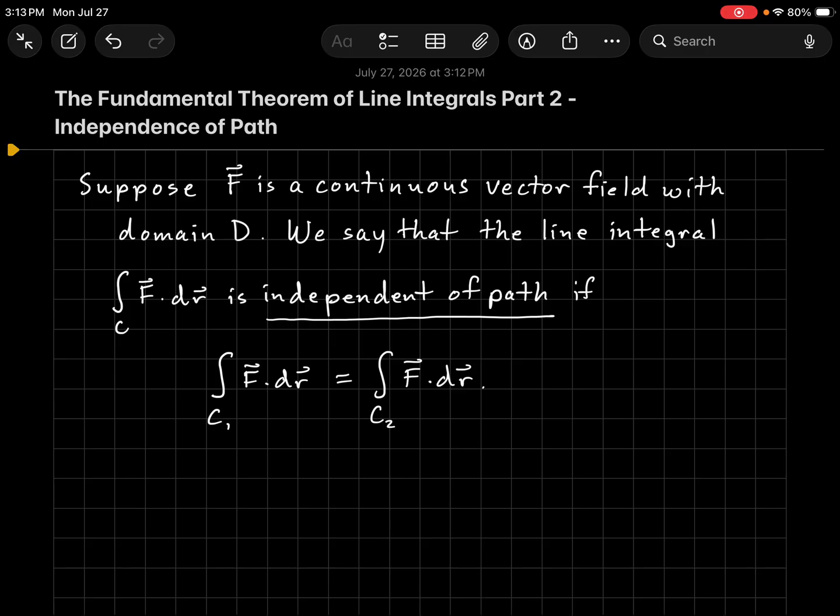First definition. Suppose that f is a continuous vector field with domain D. We say that the line integral of f dot dr is independent of path if the line integral of f dot dr over C1 equals the line integral of f dot dr over C2.